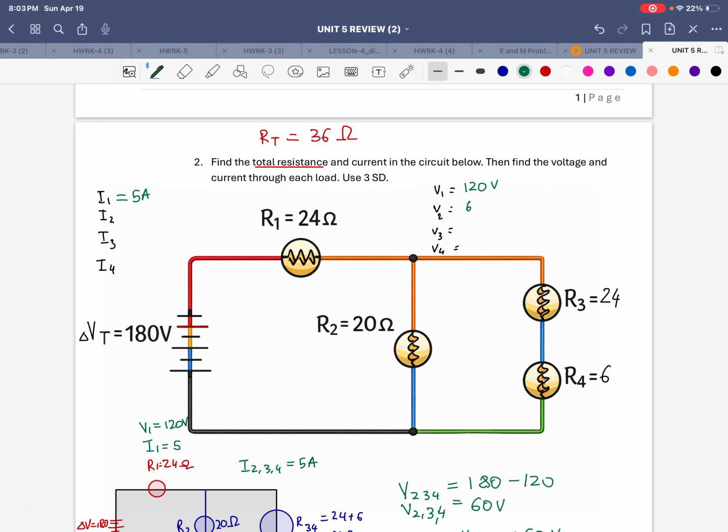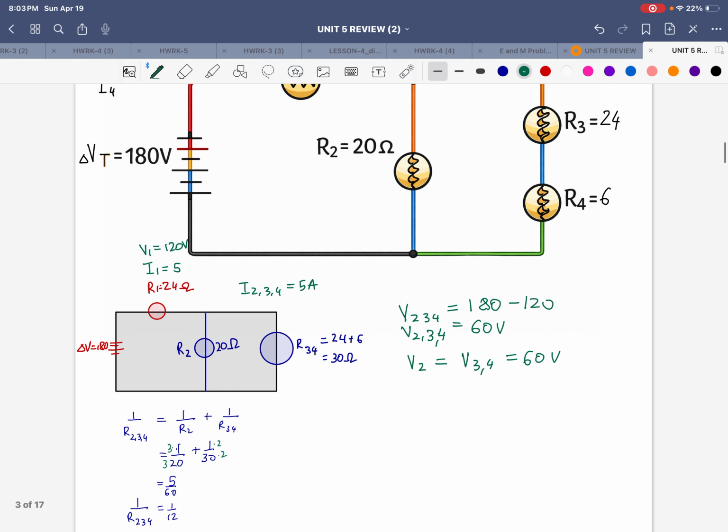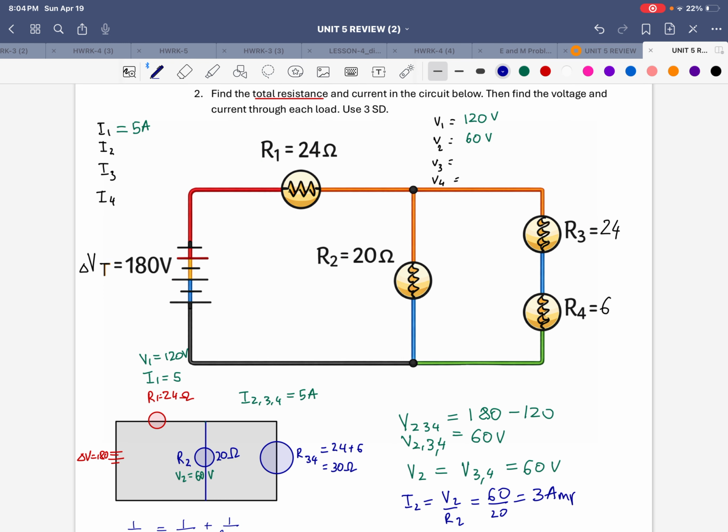All right. And I'm going to write it down in here. V2 equals 60 volts. And now that we have V2 in here, we can easily find I2. Remember that current will be different when in parallel. So let's find I2, which is equal to V2 over R2. So that's 60 over 20. That's 3 amps. So we're going to say that I2 equals 3 amps.